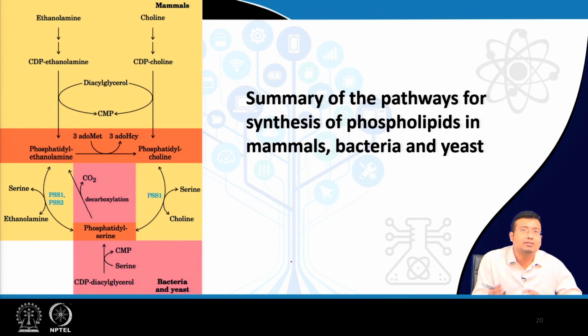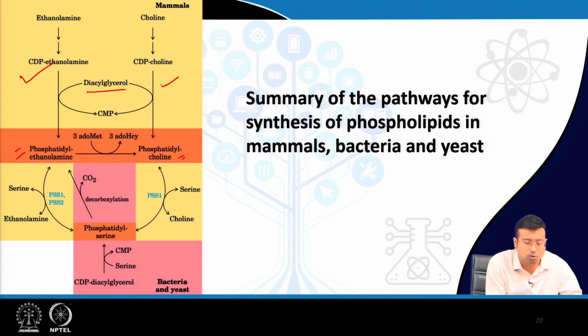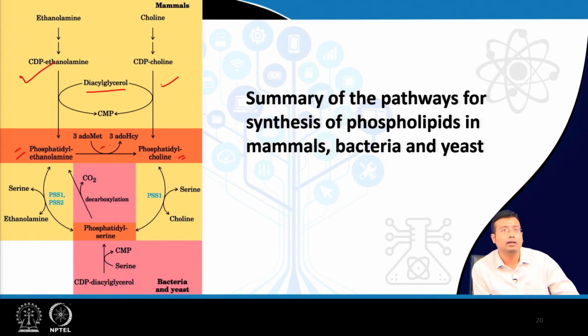undergo a reaction with CTP to form the CDP counterpart, and thereafter they can react with diacylglycerol to form, in this case ethanolamine is forming phosphatidyl ethanolamine, choline can form CDP choline, it can form phosphatidyl choline. We also saw the interconversion of phosphatidyl ethanolamine to phosphatidyl choline by the action of methyl transferase.